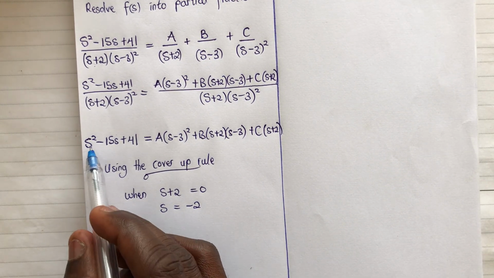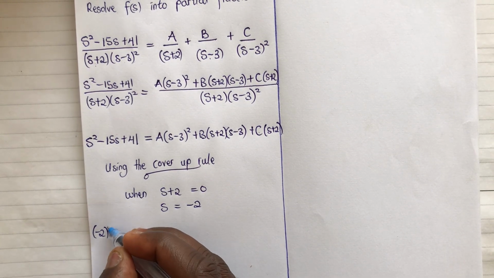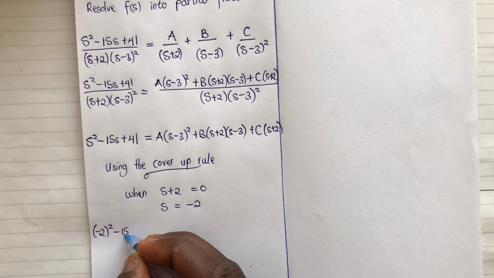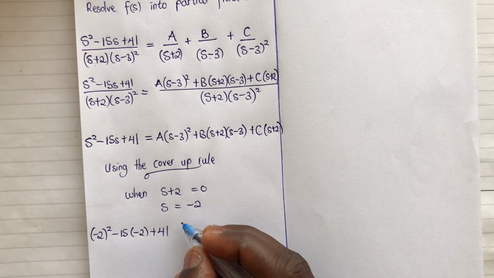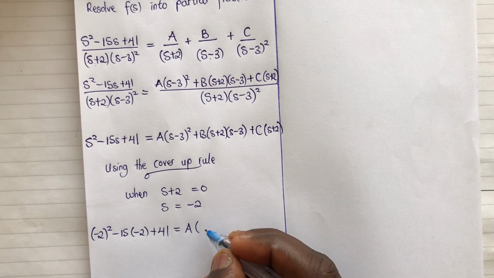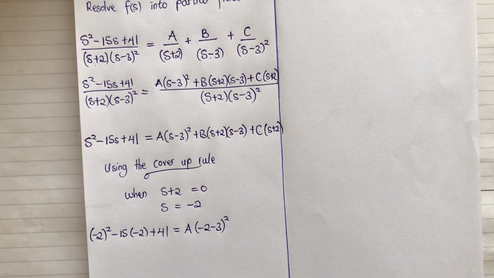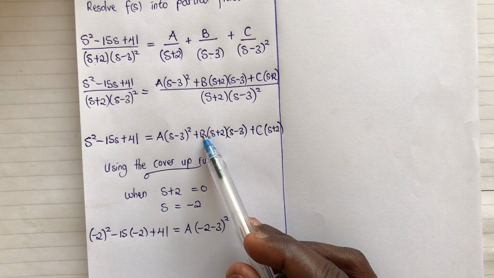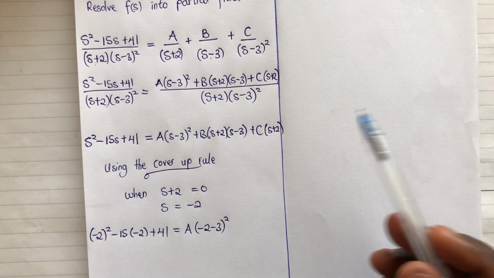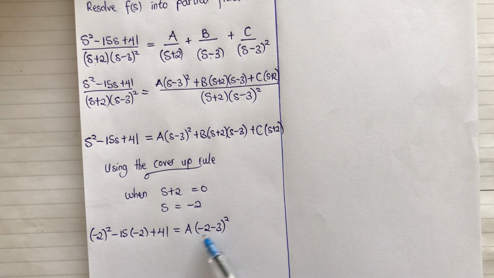Okay, so let's start from the left hand side of the equation. So we have minus 2 all square minus 15 into bracket negative 2 plus 41, giving us A into minus 2 minus 3 all square. Now note, once I substitute negative 2 here, this side becomes negative 2 plus 2, giving us 0, and the whole function becomes 0. So I don't need to work on it. So this is what we have.